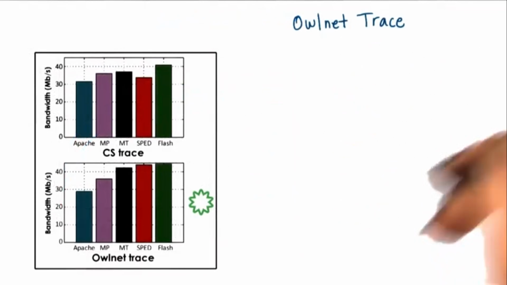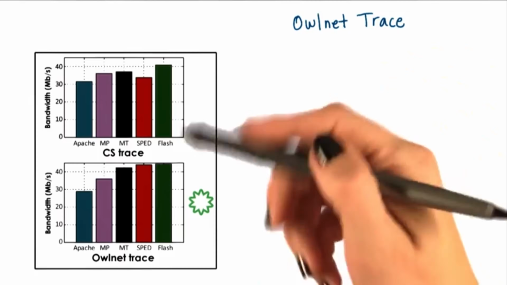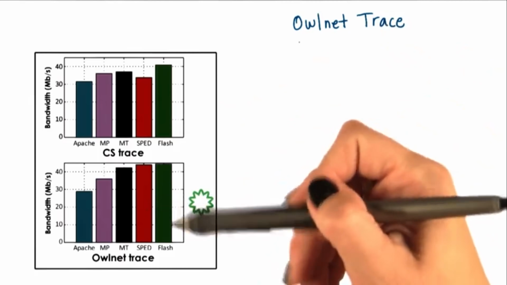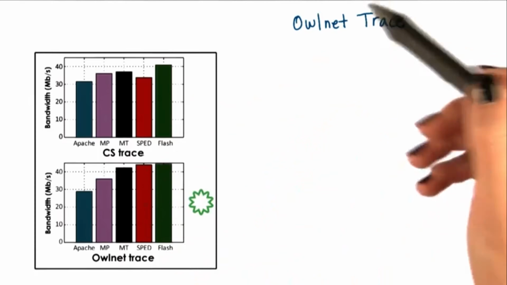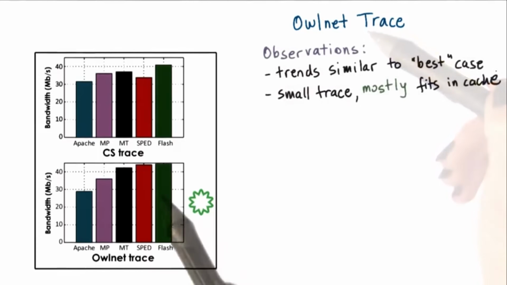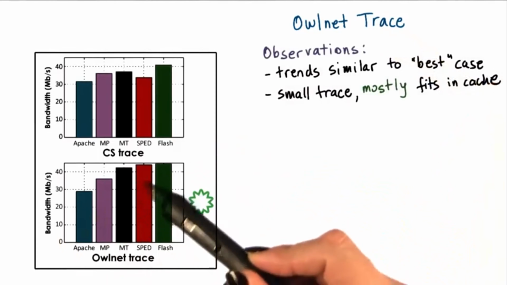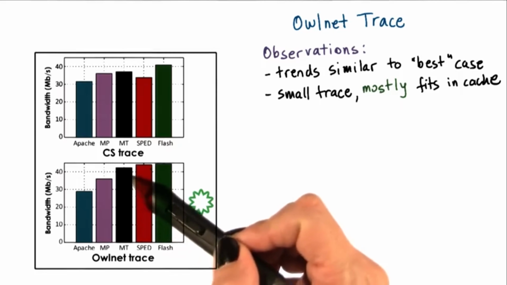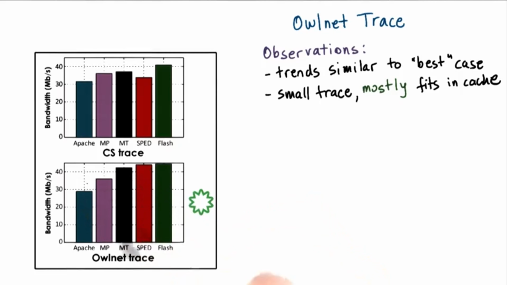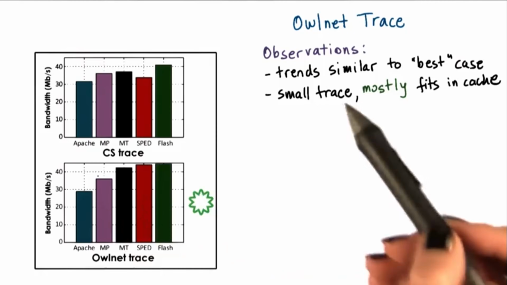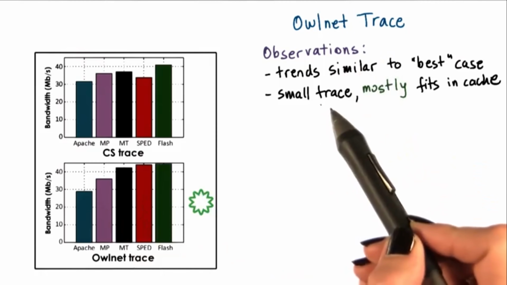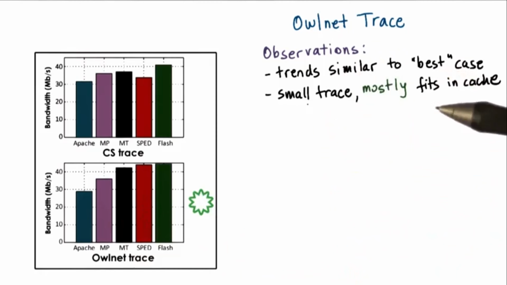Now, since real clients don't behave like the synthetic workload, we need to look at what happens with some of the realistic traces, the AllNet and the CS trace. Let's take a look at the AllNet trace first. First, we see that for the AllNet trace, the performance is very similar to the best case, with SPED and Flash being the best, and then multi-threaded, multi-process, and Apache dropping down. Note that we're not including the Zeus performance. The reason for this trend is because the AllNet trace is the small trace, so most of it will fit in the cache and will have a similar behavior like what we had in the best case, where all the requests are serviced from the cache.